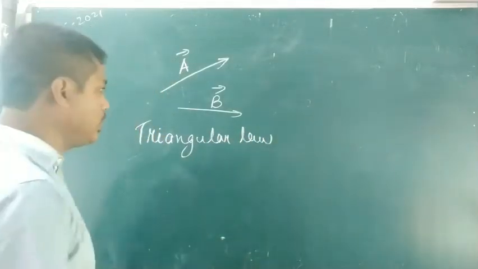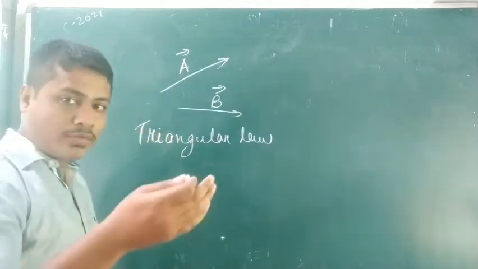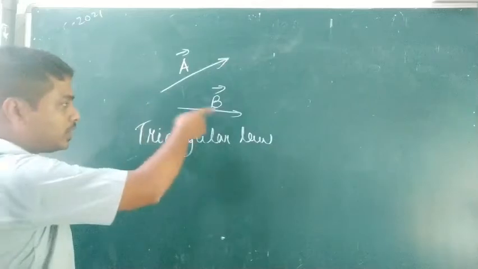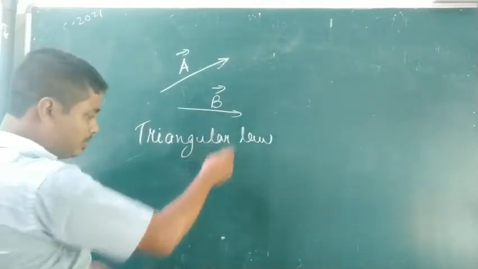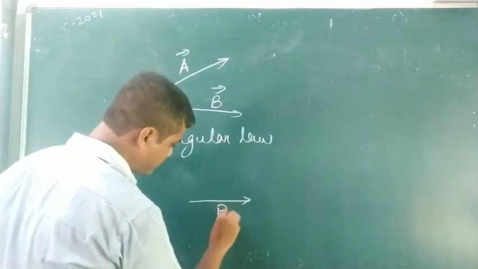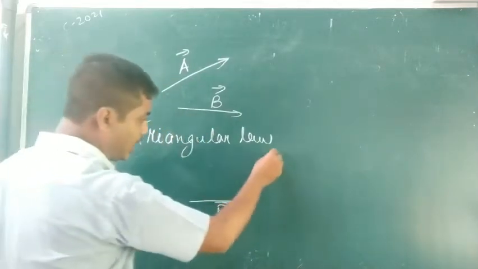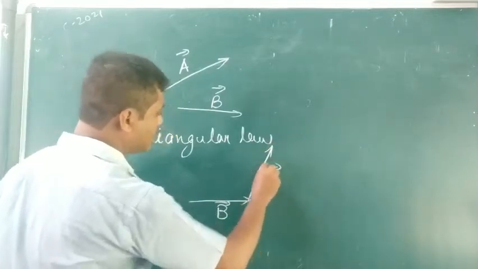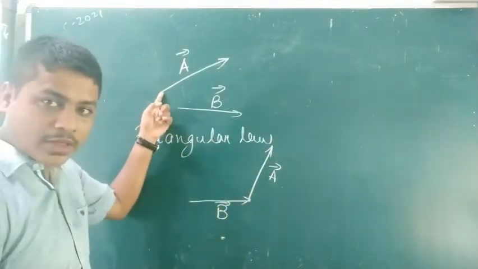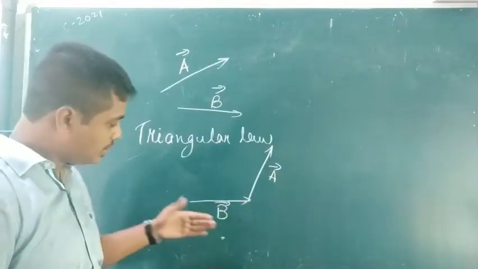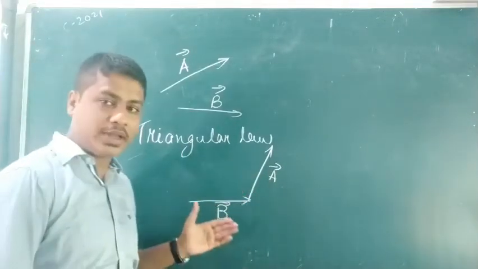How to use the triangular law? The rule of addition is exactly similar. The tail of the first vector should be touching the head of the second vector. So you will do it this way. This is vector B, and your vector A should be touching in this way. You can see the tail of the first vector is touching the head of the other vector. Clear? So this is how the two vectors are represented.